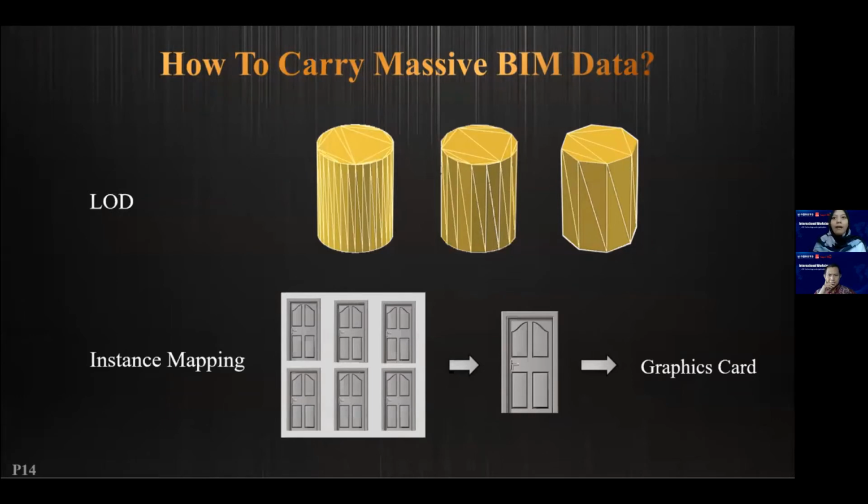And the second one, we have the instance mapping technology. As shown in this figure above, there are a large number of the same door objects in a house model, for example. The instantiation rendering technology or instance mapping technology is used to save and draw only one object, which reduces the pressure on GPU and also RAM, and improves the performance of 3D scenes.